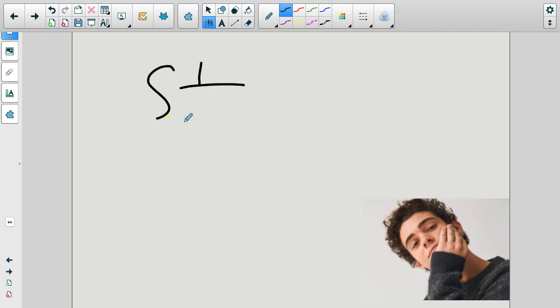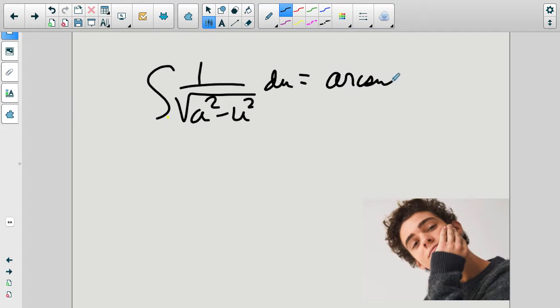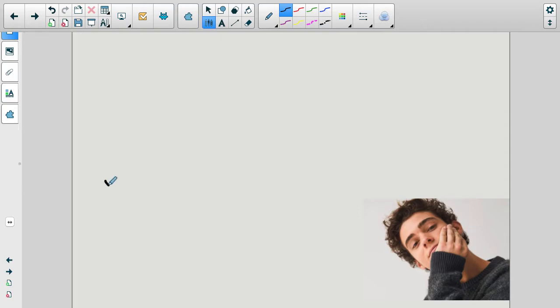If you have 1 over the square root of a squared minus u squared du, that equals arc sine of u over a plus c. Okay? So let me show you why first. Let's do one. If last night's homework had been arc sine of 2x over 3, okay?